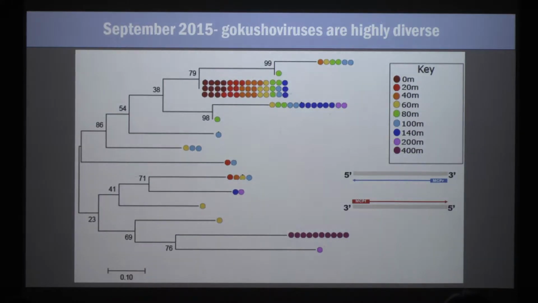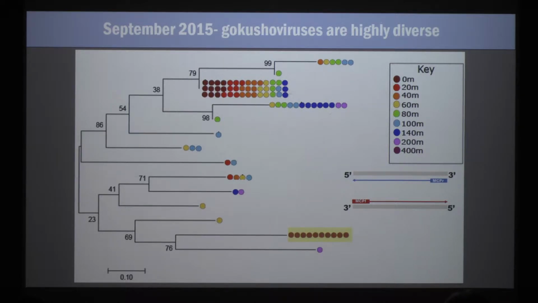So here's just a glimpse into the gokushovirus diversity from the September samples that I designed my primers and probes off of. This is a phylogenetic tree showing you the relationship between the different sequences, and each of these branches shows a specific sequence. The dots represent an isolate, and each of the colors represents what depth that isolate was recovered from. So you can see that some sequences were found in many isolates across multiple depths, while other sequences were found exclusively at one depth, and in the case of 400 meters, there was no other sequence found at 400 meters.